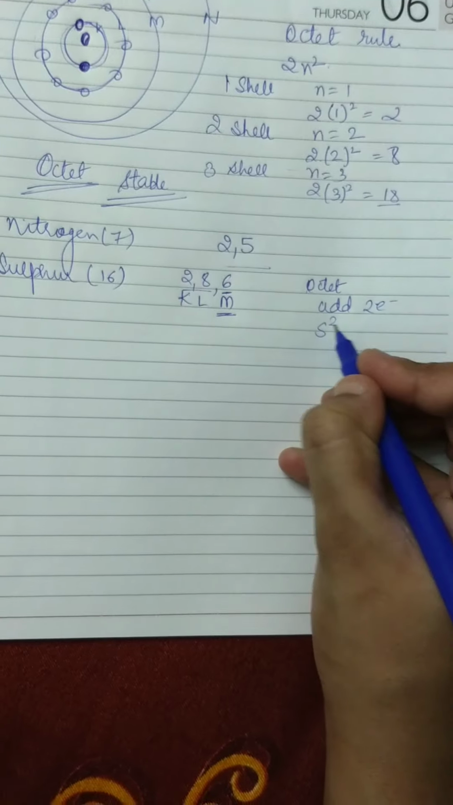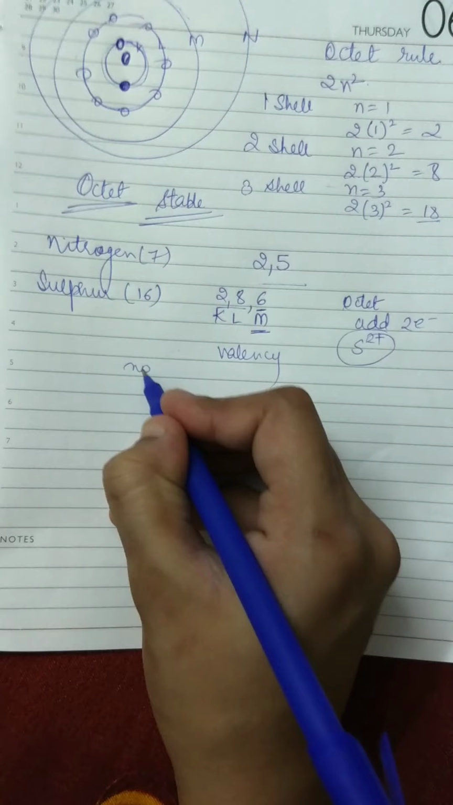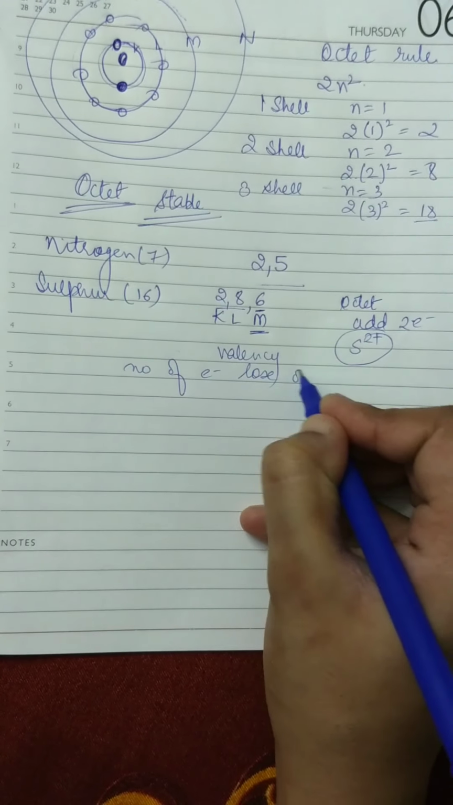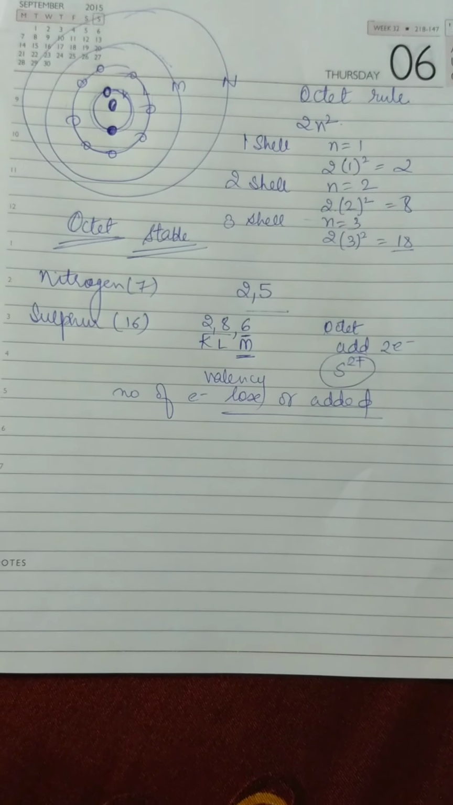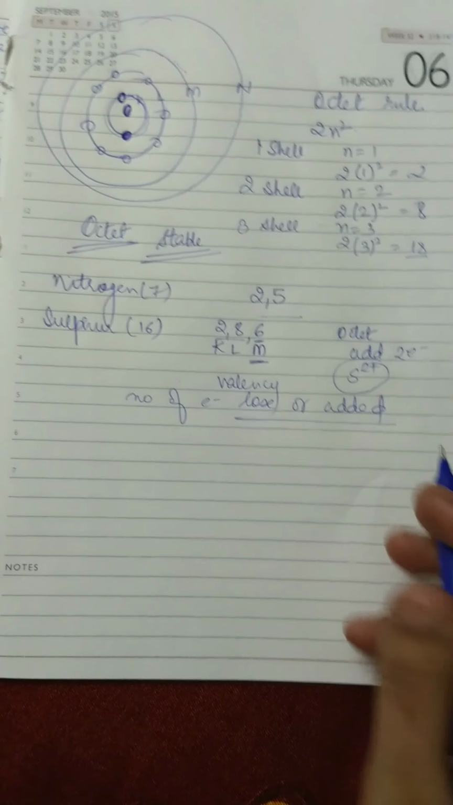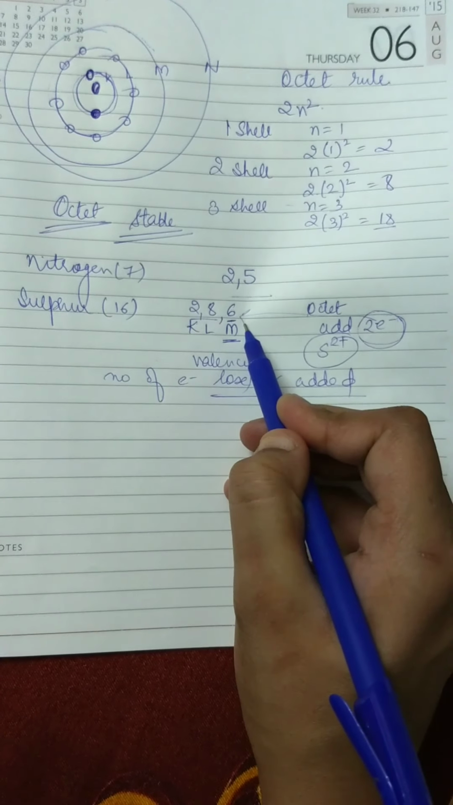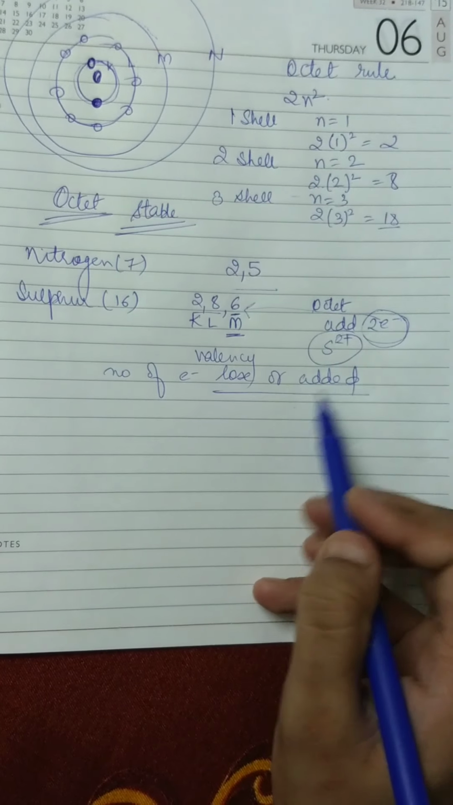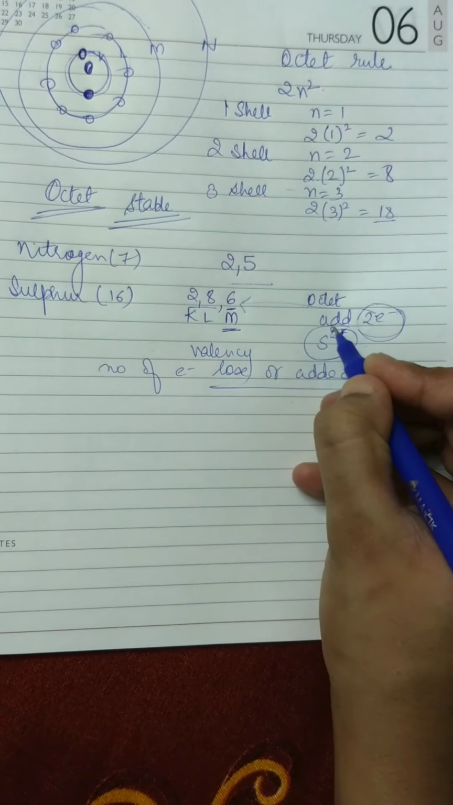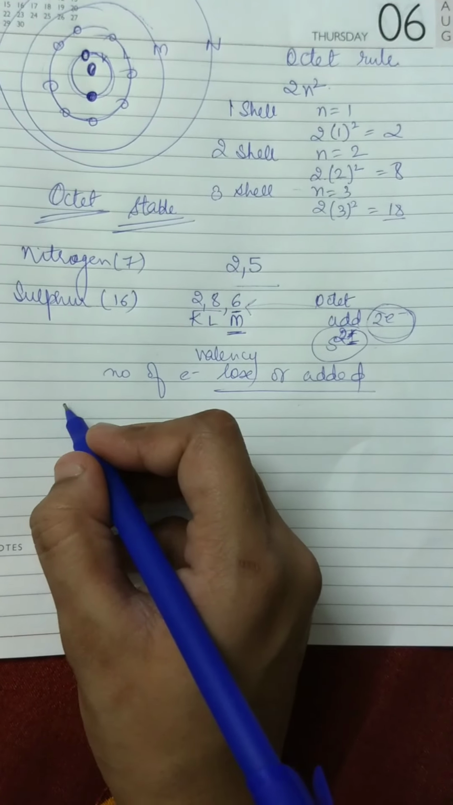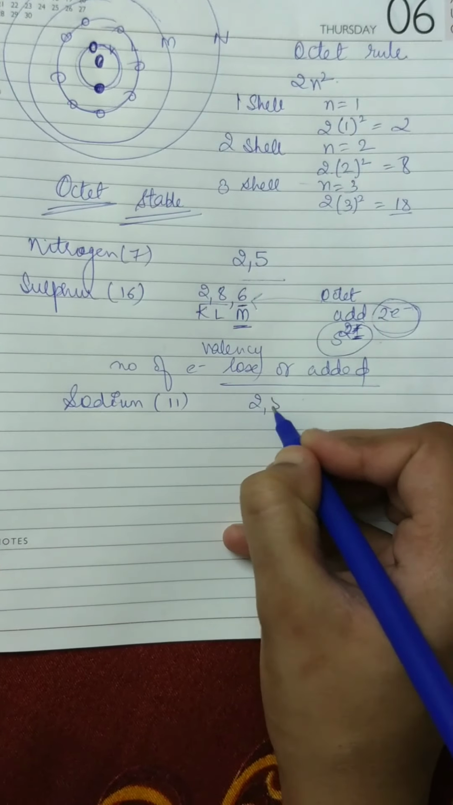So this becomes S 2 minus. This is known as valency. Valency is the number of electrons lost or added in a shell. The number of electrons to be added or lost for an element is known as valency. Here sulfur is accommodating 2 electrons in its outermost shell to obtain a stable octet, so its valency is 2, and the charge is 2 minus because it is adding 2 electrons.